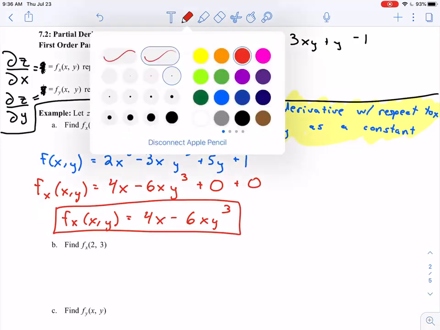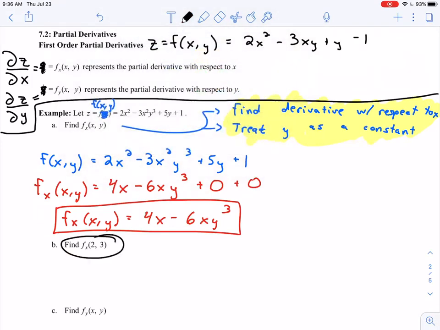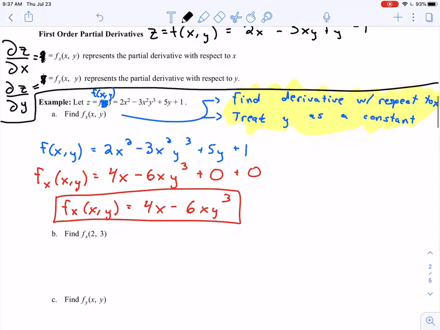And then, of course, I can evaluate my first order partial derivative at a certain point. So here I would like to evaluate my first order partial derivative at 2 comma 3. So here f sub x of 2 comma 3. Hopefully we understand exactly what this means, but if not, we're just going to take 2, plug that in for x, 3, plug that in for y, and evaluate it.